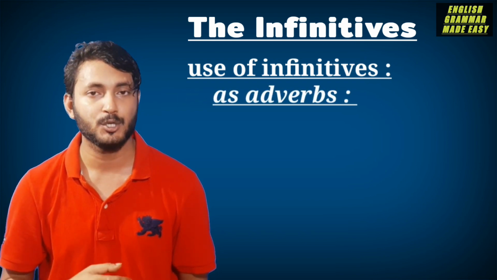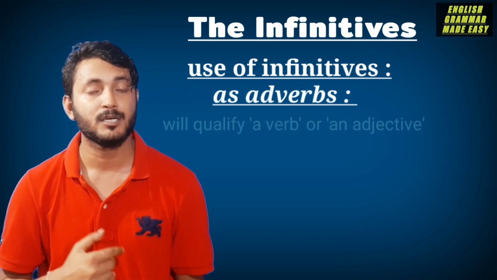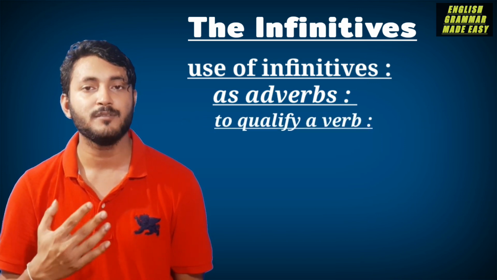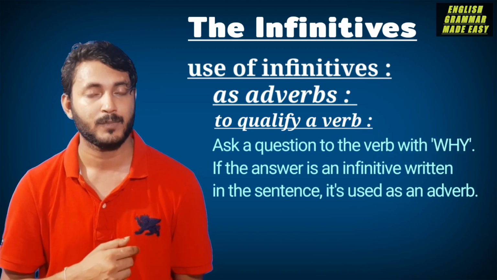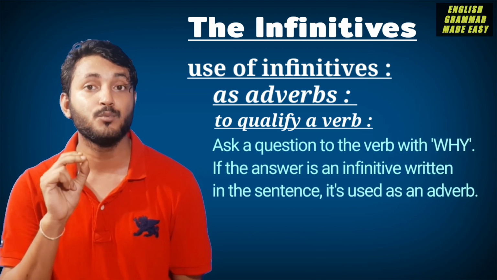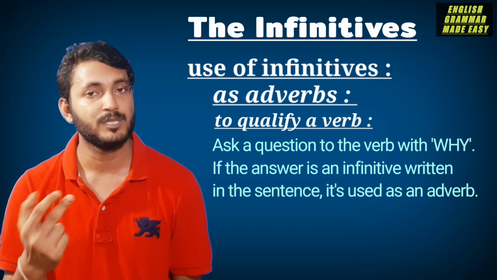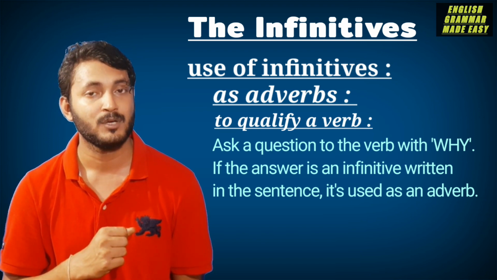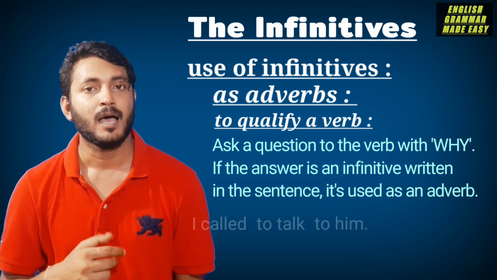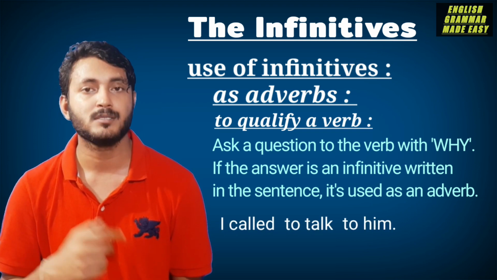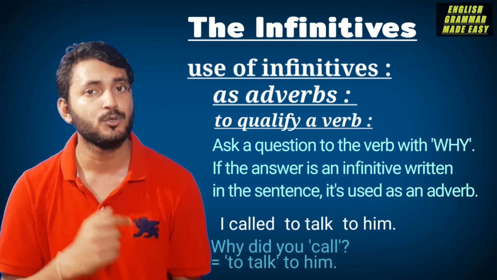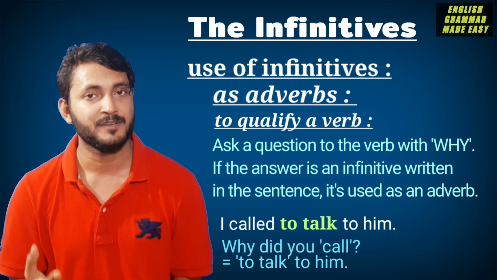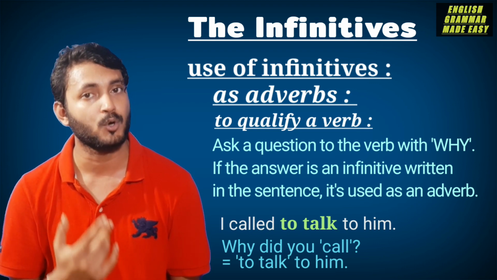Now how infinitives are used as adverbs? So they will either qualify verbs or they will qualify adjectives. So when they qualify a verb, how can you detect them? You have to ask a question to the verb with why. If you get an answer with the infinitive, it's your infinitive which is used as an adverb qualifying a verb. If I say, I called to talk to him, ask a question to the verb with why. Why did you call? To talk. Answer of the question why is to talk. It is our infinitive that is used as an adverb qualifying the verb call.